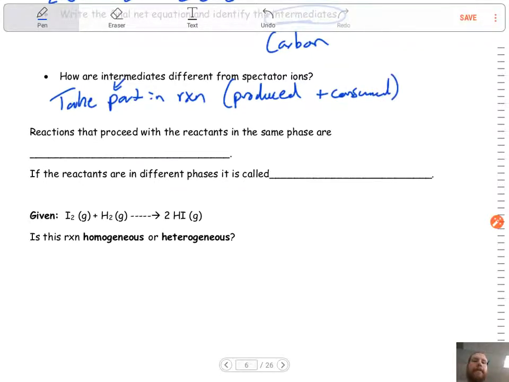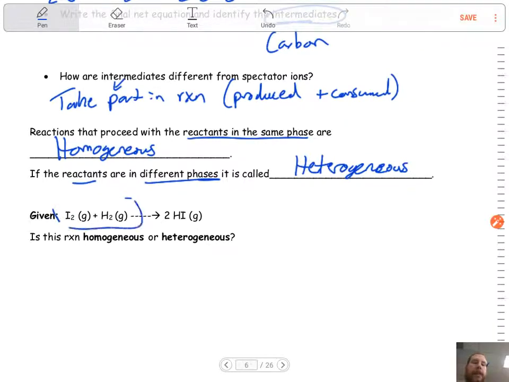And the last thing to summarize reactions a little bit, guys: if the reactants are in the same phase, that is called homogeneous. Should be review for us. Homogeneous means same. And then if they're different phases, it would be heterogeneous. So, is this homogeneous or heterogeneous? We're only looking at the reactants. They're both gases, so this is going to be homogeneous.